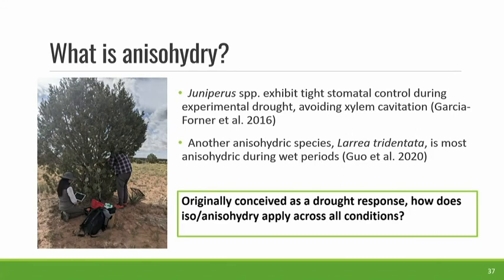And so this anisohydric framework, which was originally conceived as a drought response, doesn't really make a whole lot of sense because plants are rooted in one place. Again, they can't move. So whatever strategy works during the drought has to also work for that plant during not drought, which hopefully is more of the time, right? So how does this framework apply across all conditions? Could we think about this in a new way?